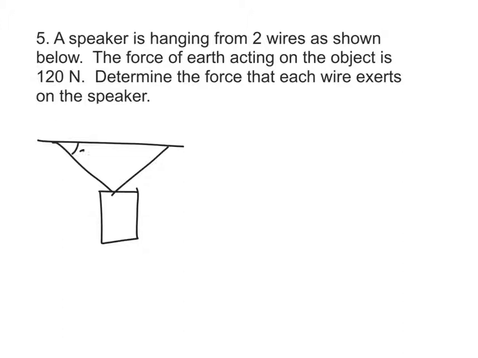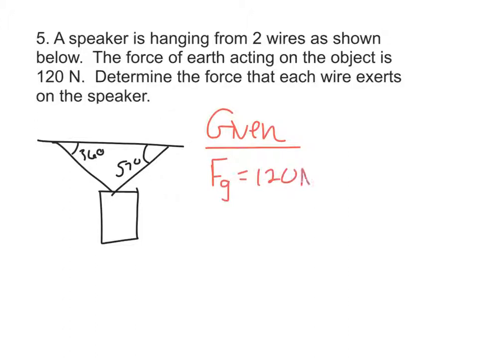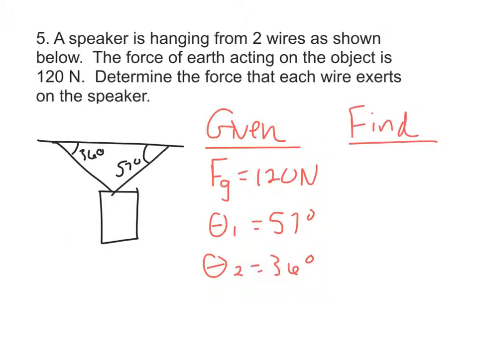And it does give us 2 angles. This is 36 degrees and that one is 57 degrees. So listing what we are given: we know that the force Earth is exerting on the object is its weight, so Fg is equal to 120 newtons. We're given 2 angles, so theta 1 we'll say is 57 degrees, and theta 2 is 36 degrees. Does not matter which one is 1 and which one is 2. And what we're looking for is the force each wire exerts on the speaker. Force from a wire would be a tension force, so we're looking for Ft1 and Ft2.